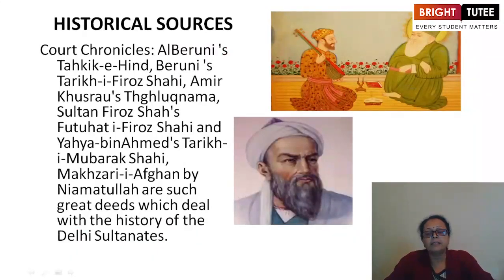How do we have this idea and knowledge about these? Who were the slaves, how were these dynasties established, who were the Khaljis, who was Qutubuddin Aibak, who was Iltutmish? So now we are going to discuss the historical sources through which we have all these ideas. Who has written all these records in their accounts? We are going to discuss this in detail.